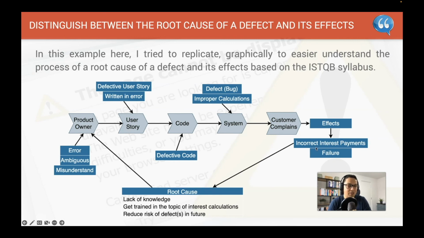So the system worked, but it worked incorrectly from the user's point of view, and that's how you relate to the root cause of a system. Okay.